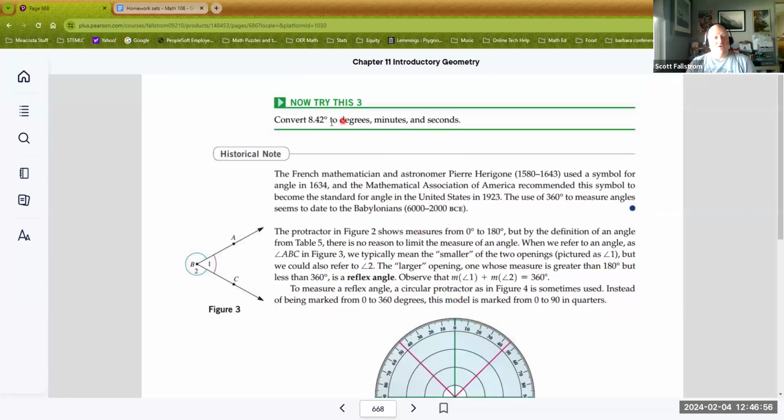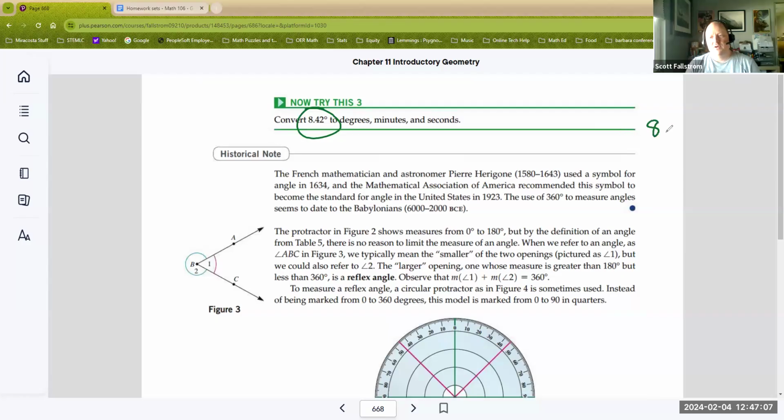Now, can you convert forwards and backwards? Absolutely. That is just taking decimal numbers. So when you have something like 8.42, the 0.42 is decimal. We can say, wait a minute, take 42% of 60, because there's 60 minutes in 1 degree. Well, multiply. And when you multiply that out, you'll get some number.